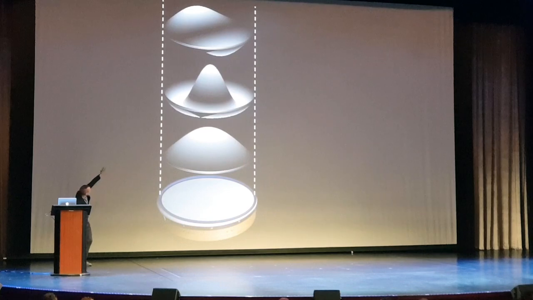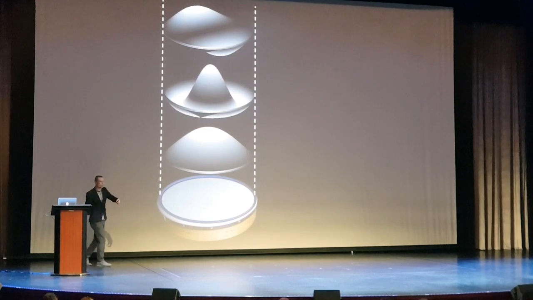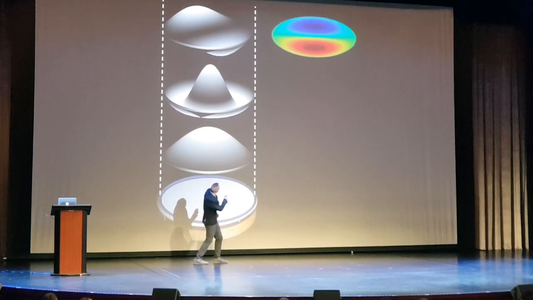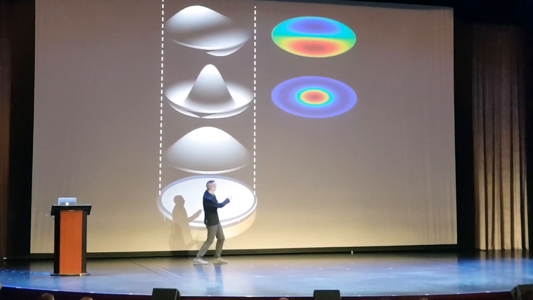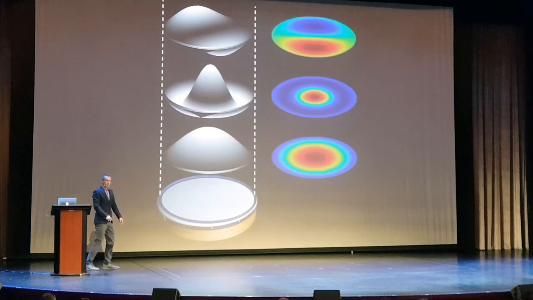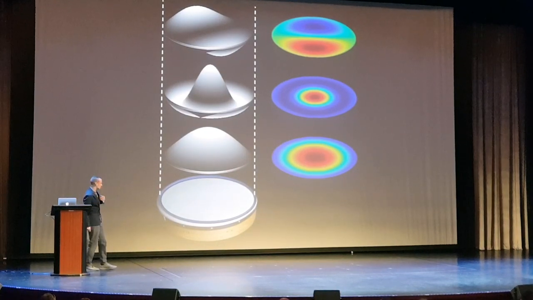Now we can see the same kind of thing, but in a kind of color-coded picture where red is low and blue is high. So that's what this harmonic looks like in this kind of color-coded picture. And that's what this Mexican hat kind of harmonic looks like. And that's what the first harmonic looks like. So it's exactly the same information, but just in a kind of color-coded picture.